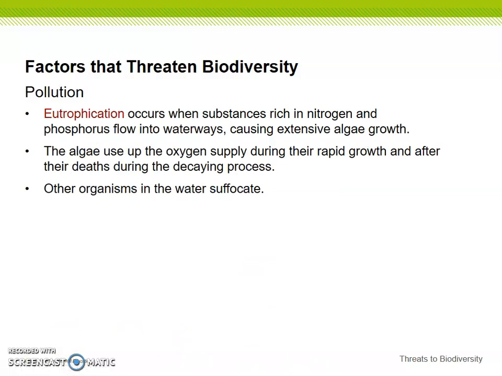Eutrophication. This is when nitrogen-rich compounds or phosphorus-rich compounds flow into waterways, causing extensive algae growth. So you get a lot of algae, and you might think, Miss Ferris, that's good because algae is taking carbon dioxide out of the air, and that's a good thing. Well, not really, because that algae then uses up the oxygen supply in the water during its rapid growth, which causes there to be less oxygen in the water, and that can cause other organisms to suffocate.